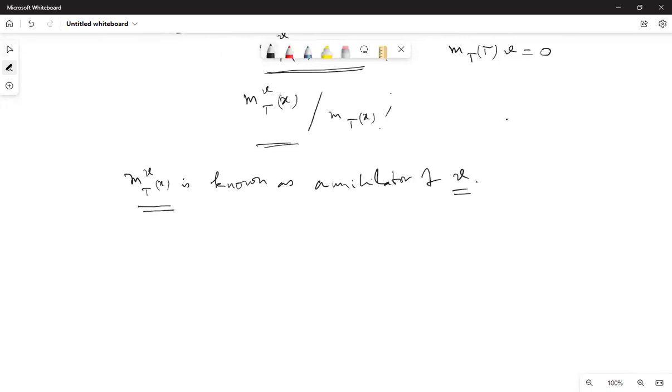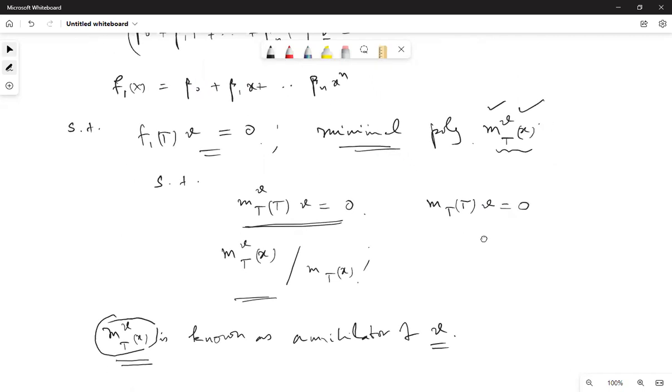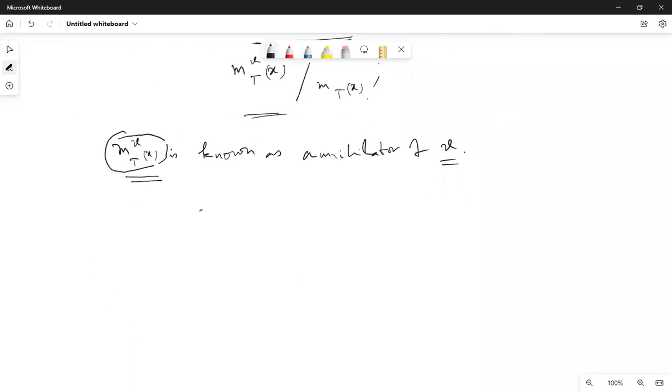All right. Annihilator. But here, what is the degree? What can be the maximum degree of this? Can you guess it? Here the degree was not more than n. The degree of M_T,v(x) is at most n for all v in V.